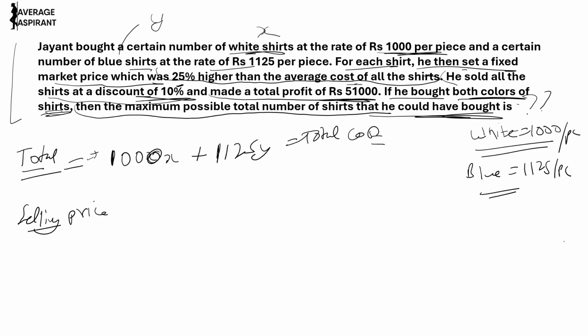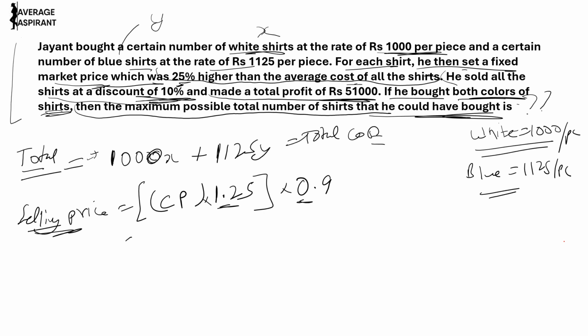Selling price is, first he set the market price, which is MRP, 25% higher than your cost price. So this is your cost price, CP. He first marked it up at 25%, so we multiply it by 1.25. Then he gave a discount of 10%, which means you multiply it by 0.9, and you will get the selling price. So if you multiply these, you would get 1.125 times the cost price.